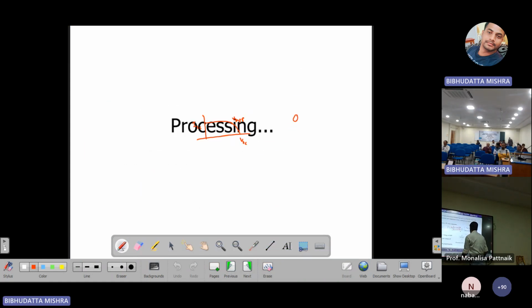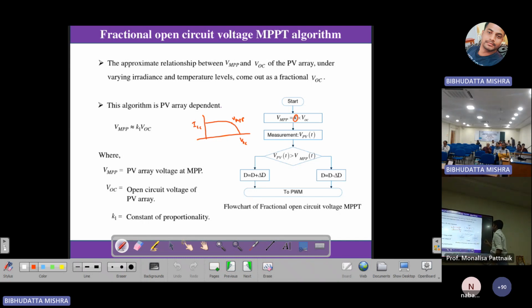Where was I? I was discussing this one. You just put some fraction here. For this fractional open circuit, what people do is, after each year or 6 months, they find out the characteristics and see the relationship between VMPP and VOC, then put this value here. Now you are sensing the panel voltage and checking whether it is greater than the MPP voltage or not. Maybe let us consider that the panel voltage is here. So what do you need to do?